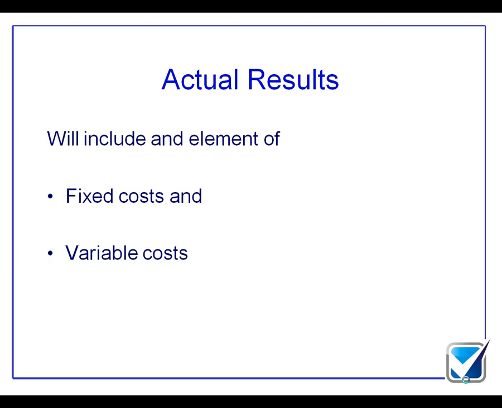So we're going to use actual results from the past to try to identify fixed costs and variable costs. That now means that I can potentially try to predict what my cost should be in the future. Brilliant. Okay, how does this work in the real world?